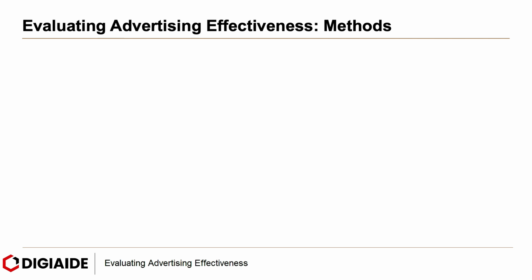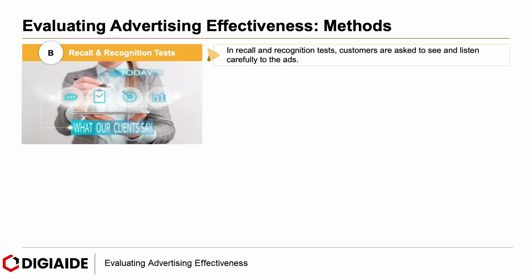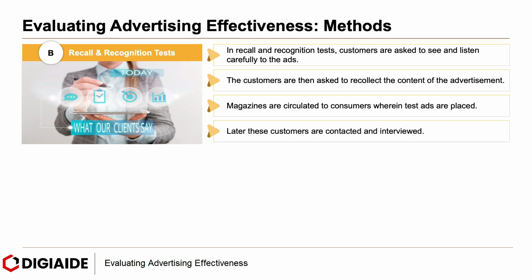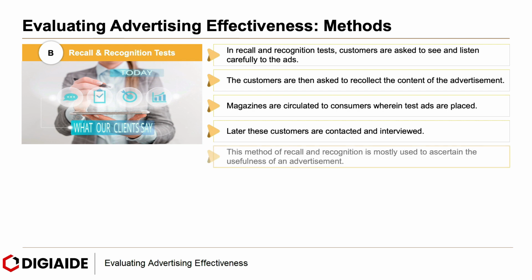Moving on to the second, recall and recognition test. In recall and recognition test, customers are asked to see and listen to ads carefully. The customers are then asked to recollect the content of the advertisement. Magazines are circulated to consumers wherein test ads are placed. Later, these customers are contacted and interviewed. This method of recall and recognition is mostly used to ascertain the usefulness of an advertisement.